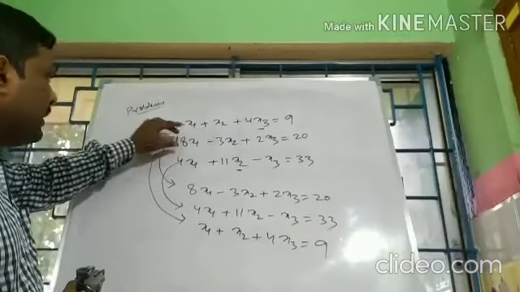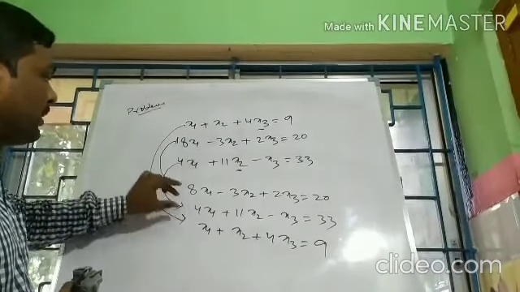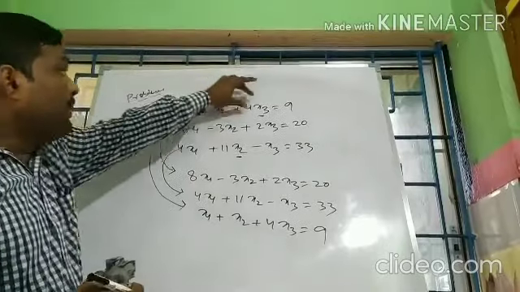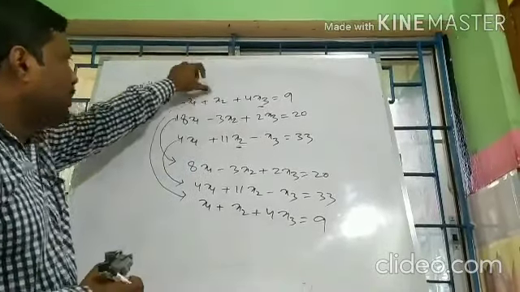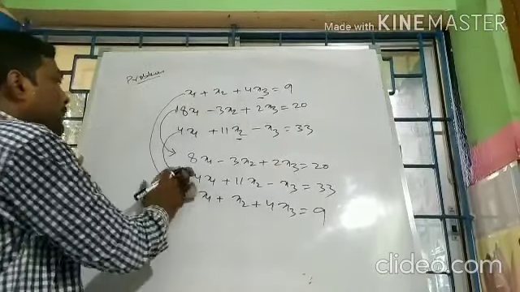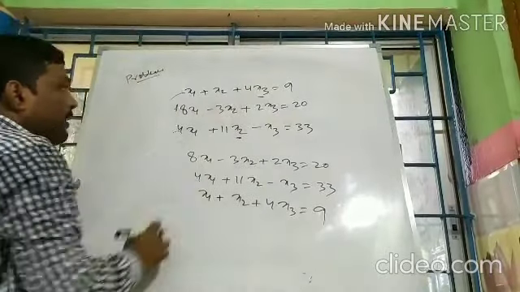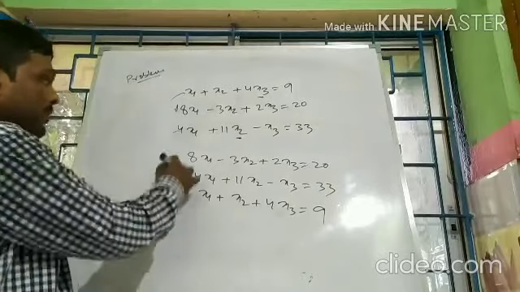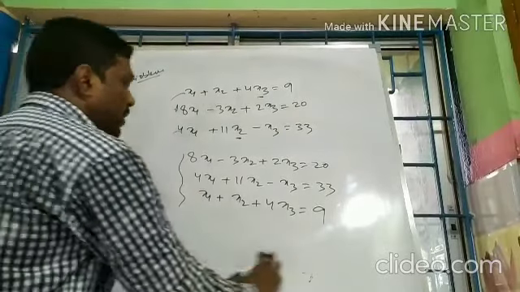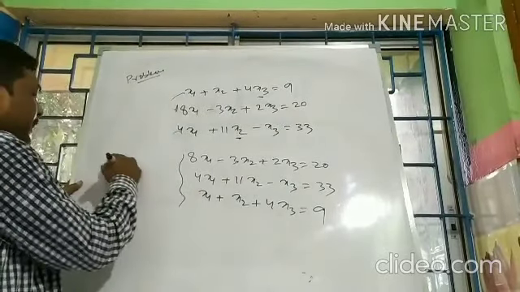So you can consider the second equation as the first equation, the third equation as the second equation, and the coefficient of x3 is 4, which is greater than mod 1 plus mod 1. So you can consider the first equation as the third equation, because the coefficient of x3 is greater than mod 1 plus mod 1. So this system of equations is diagonally dominant.